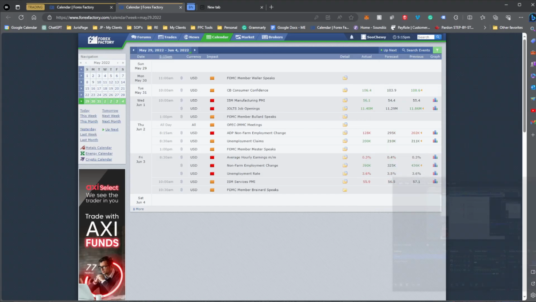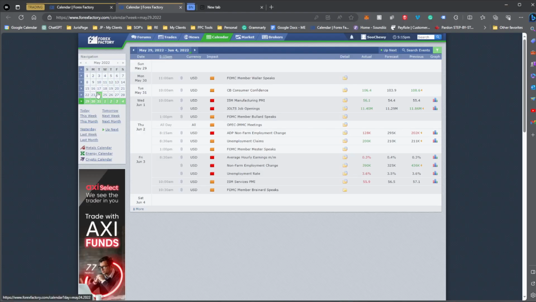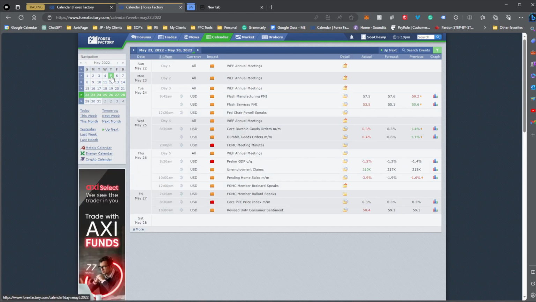All right, let's do another backtesting session for May the 23rd to the 27th, 2022. So first things first, let's take a look at the news. Okay, Monday, World Economic Forum. Okay, interesting. World Economic Forum annual meetings. Cool.